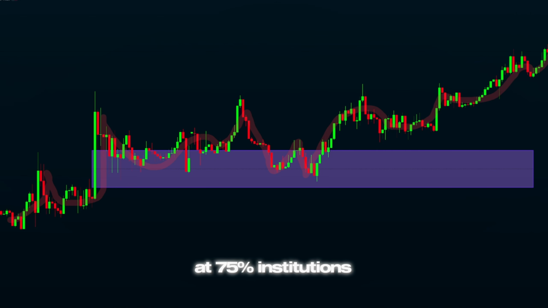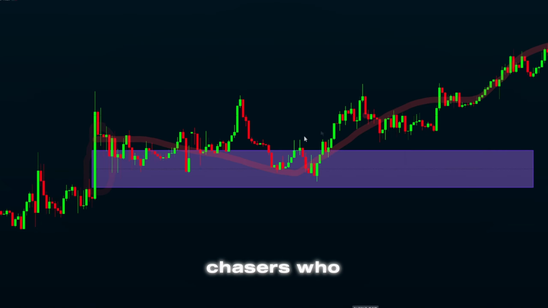Why it crushes at 75%. Institutions create gaps as fair value voids to pull retail in for fills, but mitigate shallowly to resume, trapping full fill chasers who think it's a reversal. Small traders short the mitigation. Big money uses it to reload longs, fueling the chain.